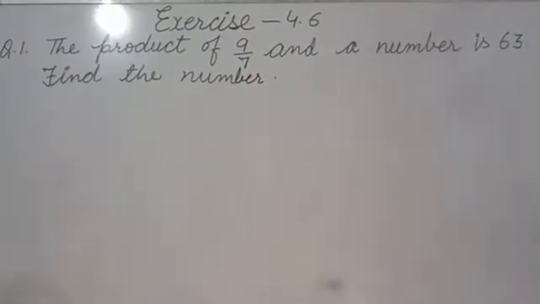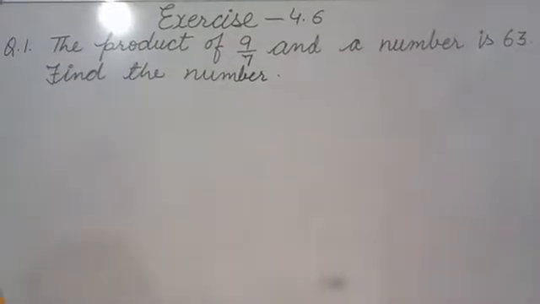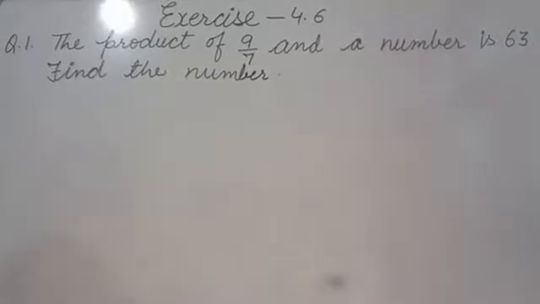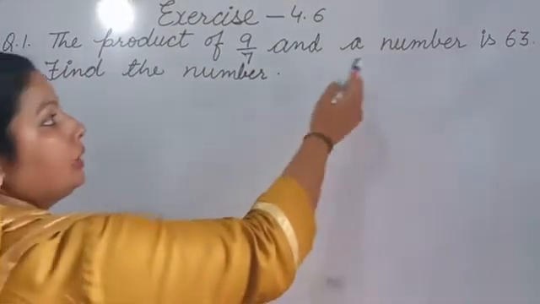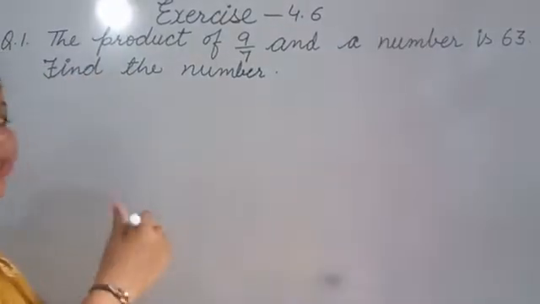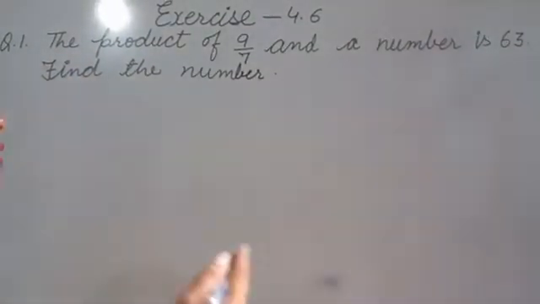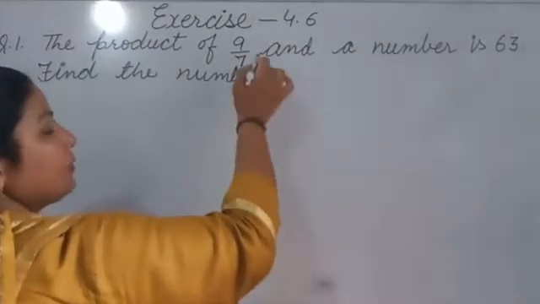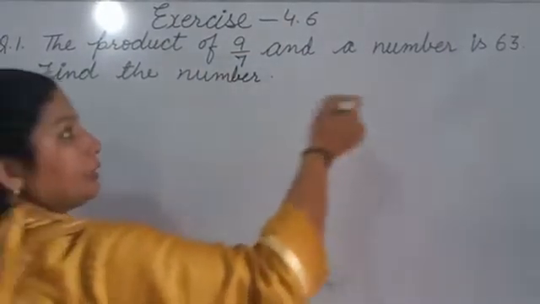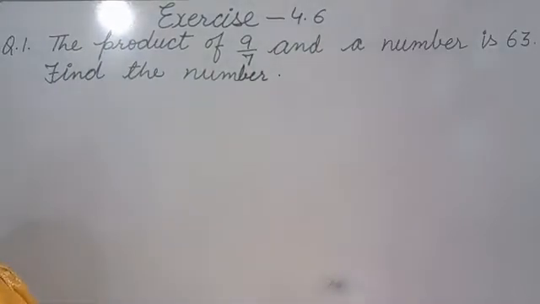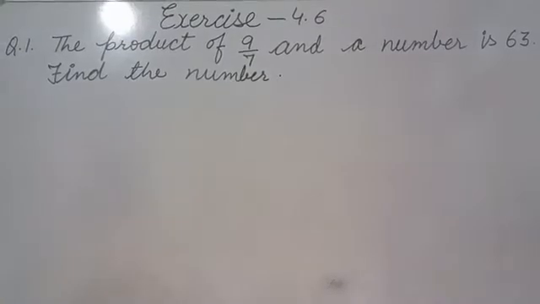The product of 9 upon 7 and a number is 63. 9 upon 7 is what? A fraction. And a number, their product is 63. So it is like the product of two numbers, where one is a number and one is a fraction, and their product is given as 63. Then find the number. You have to find the number.